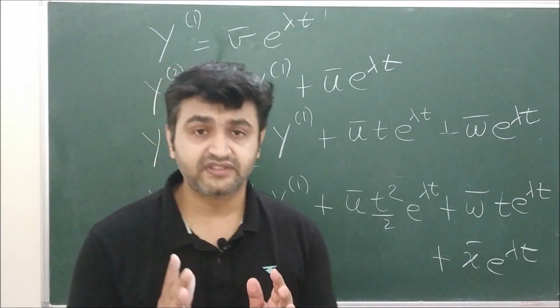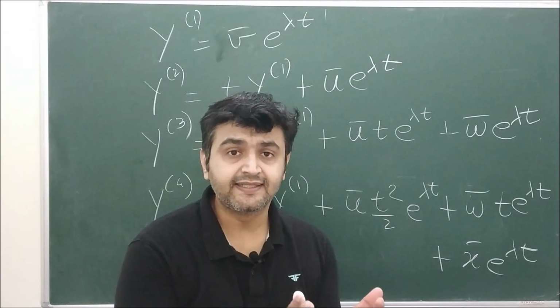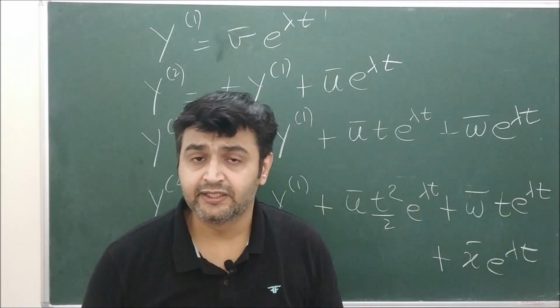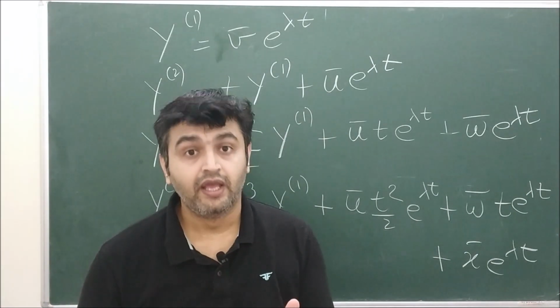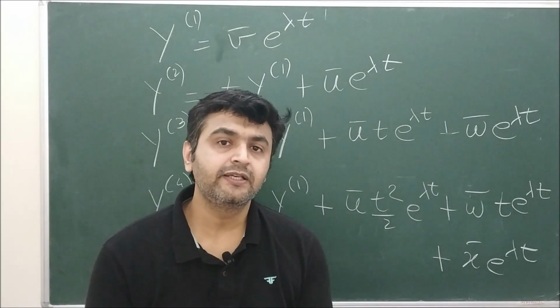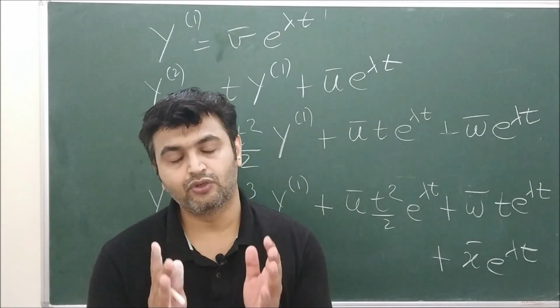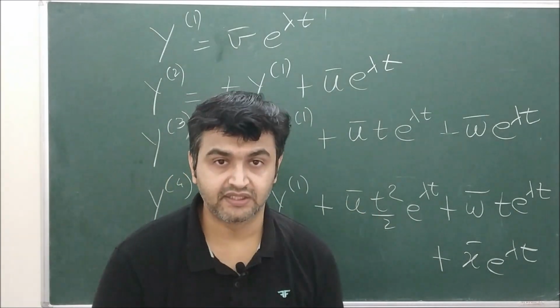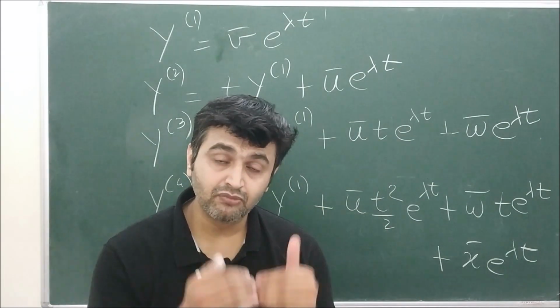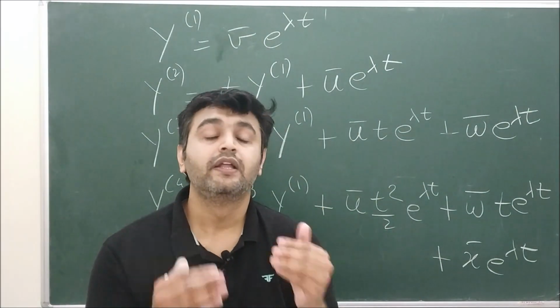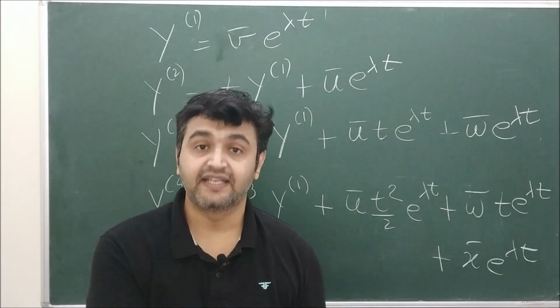Okay, so for a 3 cross 3 matrix, either you have 3 distinct eigenvalues, great, you have 3 linearly independent eigenvectors. If suppose eigenvalues are same, suppose 1 1 1, and for that if you are getting 3 linearly independent eigenvectors, great, again you have c1 y1 plus c2 y2 plus c3 y3. But for the same eigenvalues, if you are not getting the same number of linearly independent eigenvectors, then you have to go for the generalized eigenvectors.